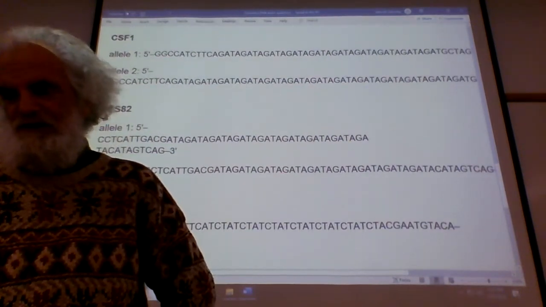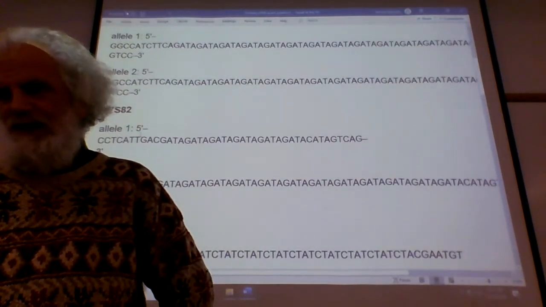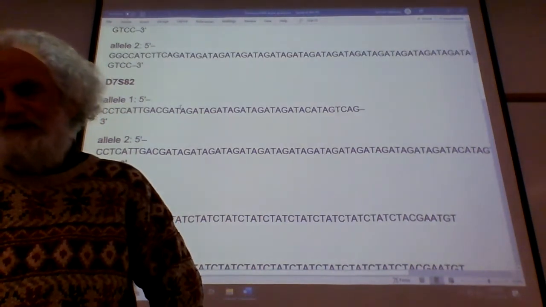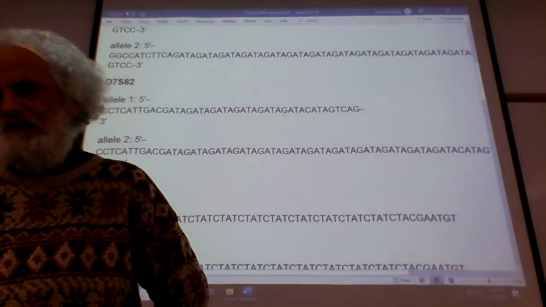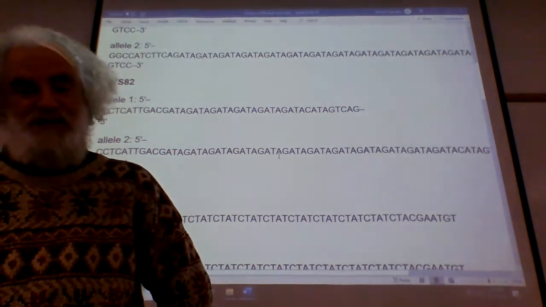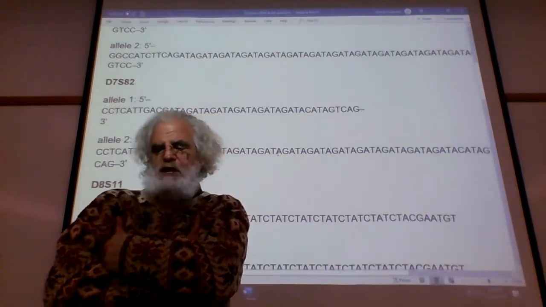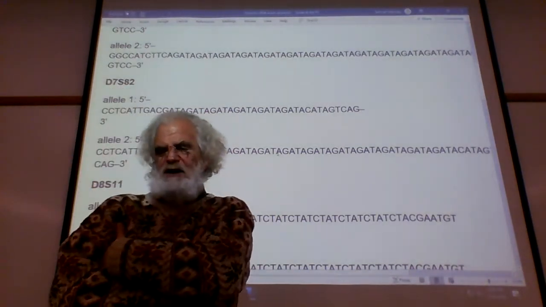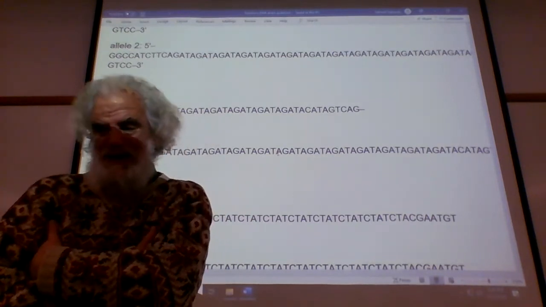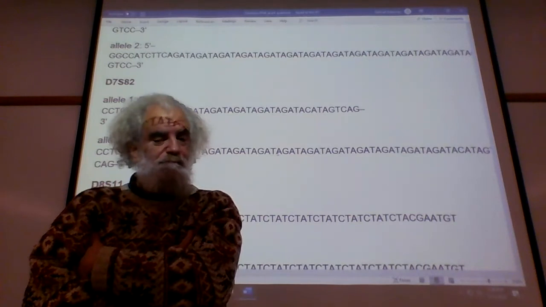Just check this one out, D7S82. And you can see that there is a significant difference in the line. So that means there's a significant difference in the repeat number. So in your report, you would note that the CODIS patterns are not identical, and that means that the blood drop is not from the victim.